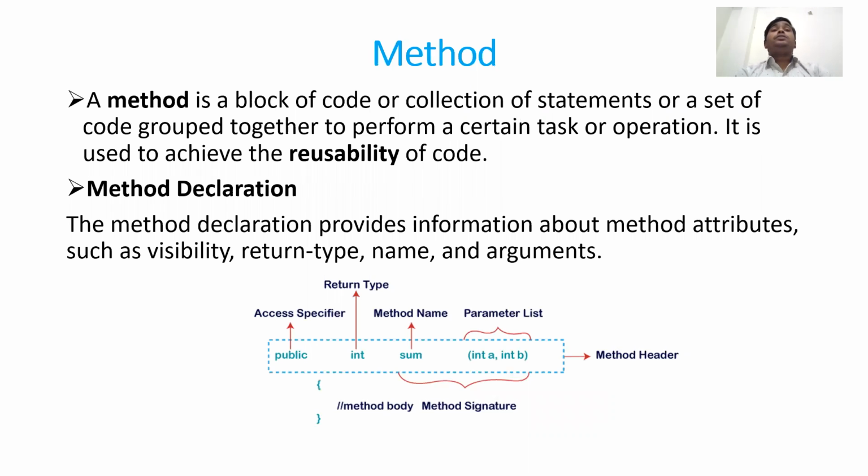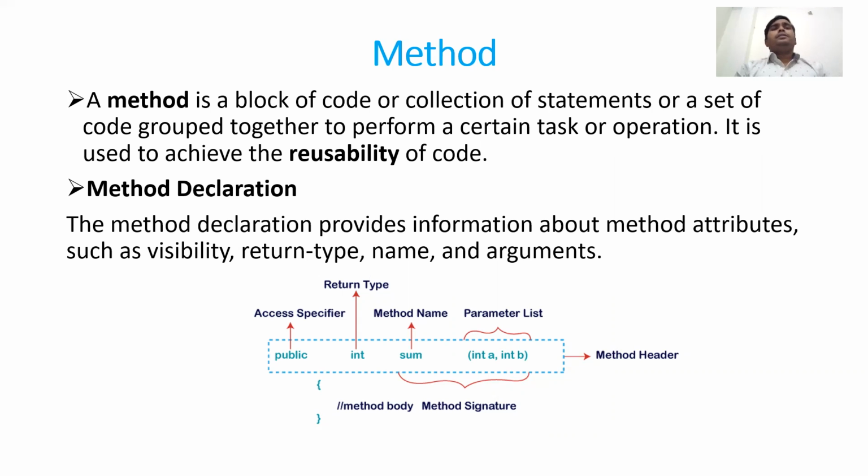Method. A method is a block of code or collection of statements or set of code grouped together to perform certain tasks or operations. It is used to achieve the reusability of code. That means in a program there are many types of method, and every method is assigned to perform something.